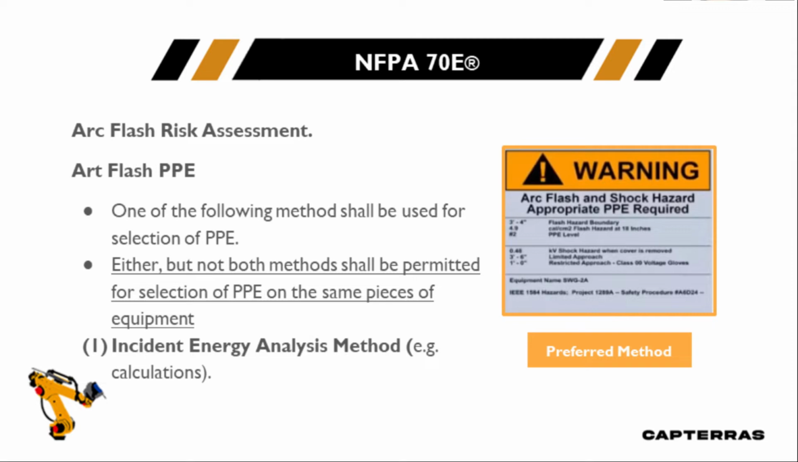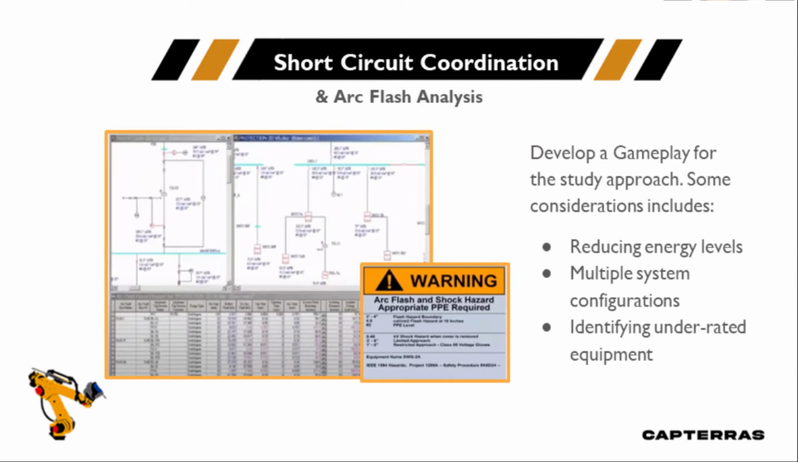One of the following methods shall be used for selection of PPE. Either, but not both methods shall be permitted for selection of PPE on the same piece of equipment. Incident energy analysis method, like example calculation, is the preferred method. Here we're going to talk about the short-circuit coordination and arc flash analysis.